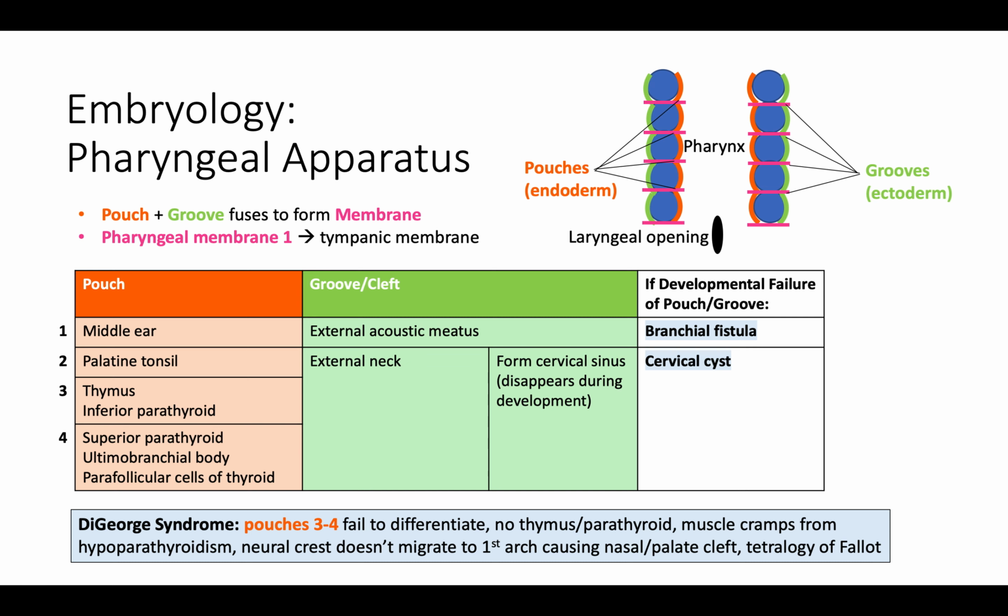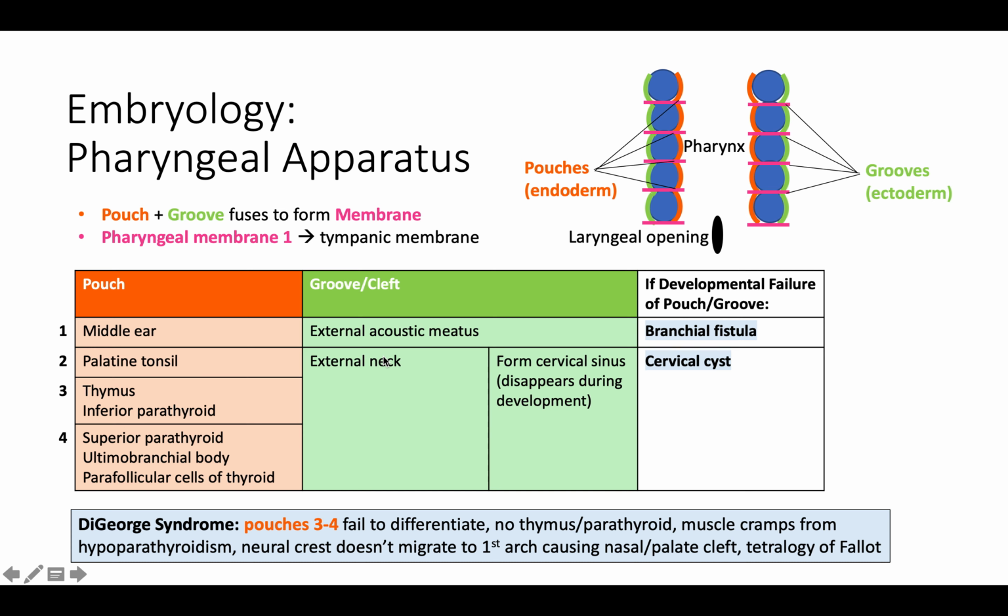All right. So now we've got the pharyngeal apparatus, and so we've got pouches and grooves that are going to form a membrane, and the pharyngeal membrane 1 is going to be the tympanic membrane. So pouch 1 is going to be the middle ear. Pouch 2 is the palatine tonsil. Pouch 3 is the thymus and inferior parathyroid. Pouch 4 is the superior parathyroid and ultimobranchial body, and then the parafollicular cells of the thyroid. So just make sure you know what number these pouches go with and what's in each one.